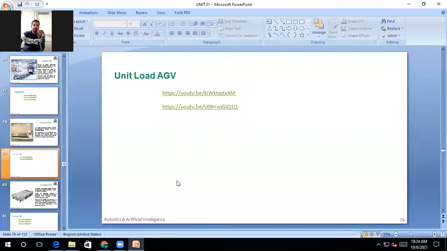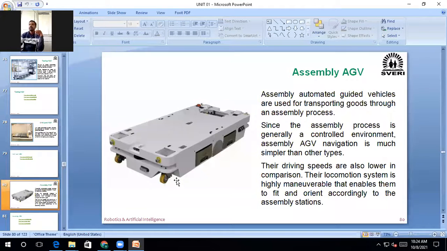Next one is the assembly AGVs. Again, you can see this one. It is similar to small cars. Specifically, these AGVs are used for assembly purpose, where we can do the assembly.